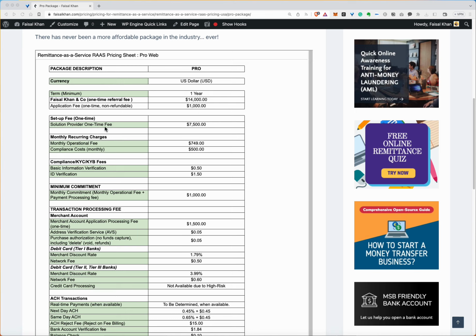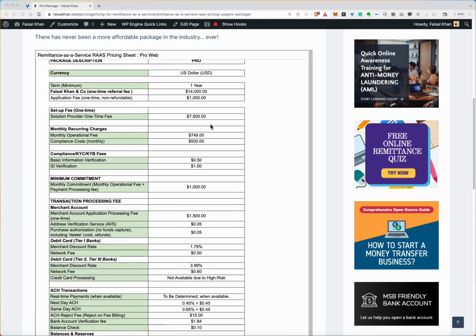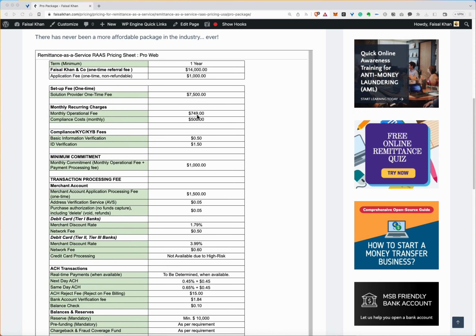That's non-refundable. So even if you don't sign up, we'll refund the other fee, but we will not refund this amount. The setup fee charged by the service provider or the solution provider who's actually going to provide you the Remittance-as-a-Service platform with the technology and the regulatory stack is $7,500. That's a one-time fee. The monthly recurring cost is $749 for the technology and regulatory stack.